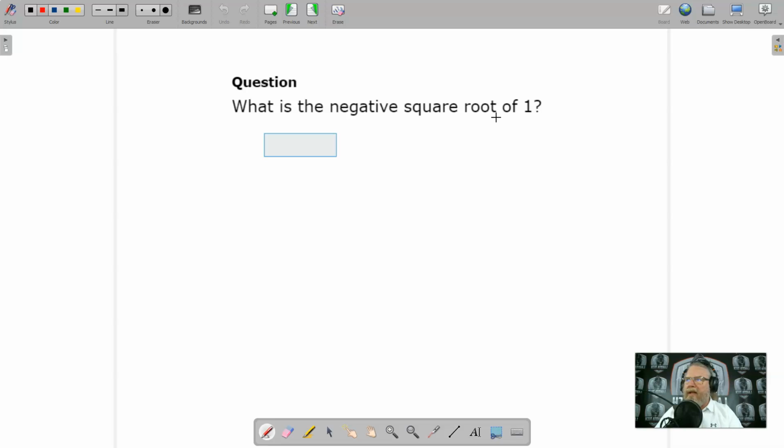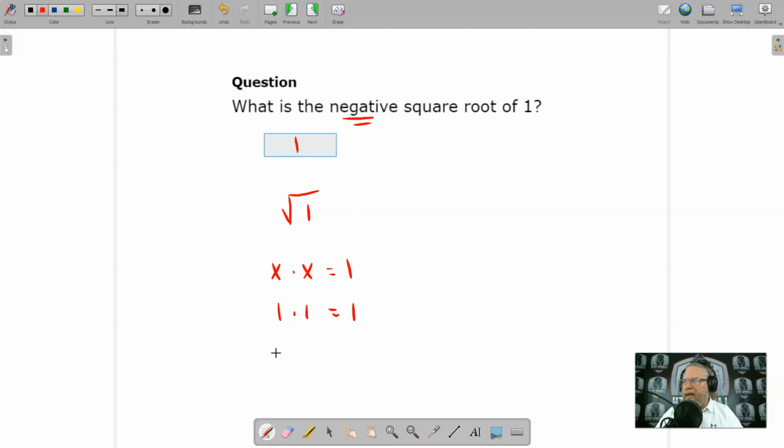The next question says, what is the negative square root of 1? So squares have positive and negative square roots. So in this case, let's go ahead and look again at the square root of 1, and we need to know some number times some number equals 1. Well, again, that number is 1 times 1. Well, 1 times 1 equals 1. But we can't put 1 here because they want to know the negative square root. In this case, 1 is positive, correct?